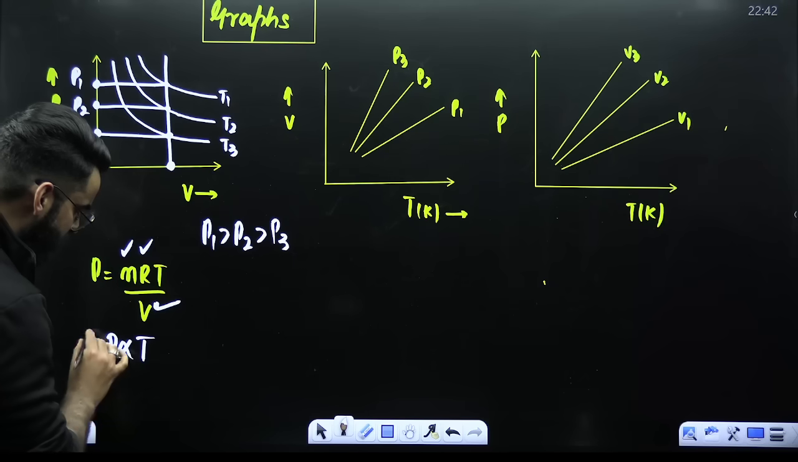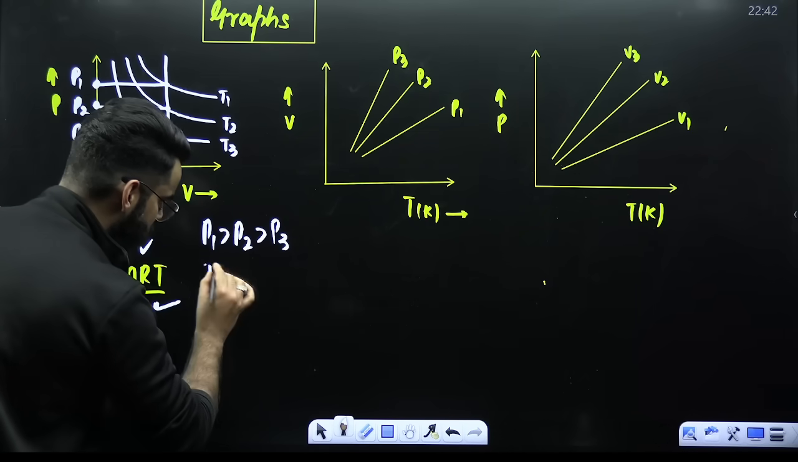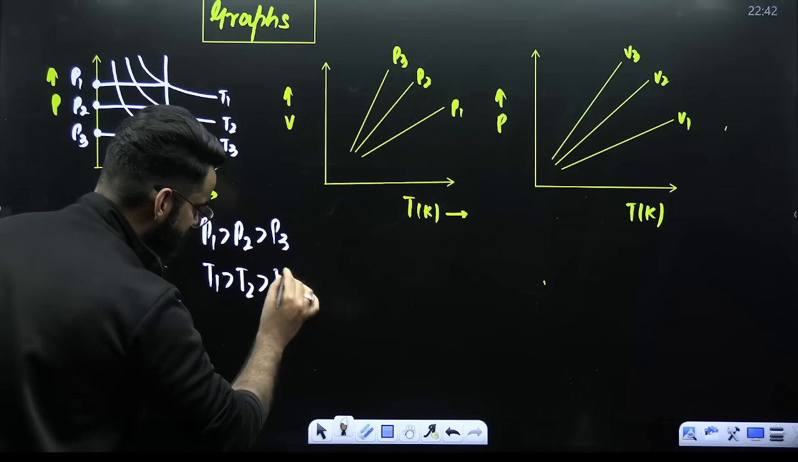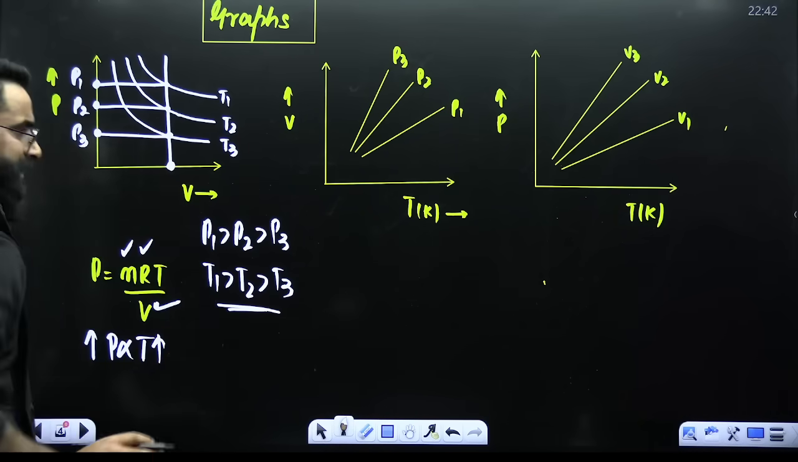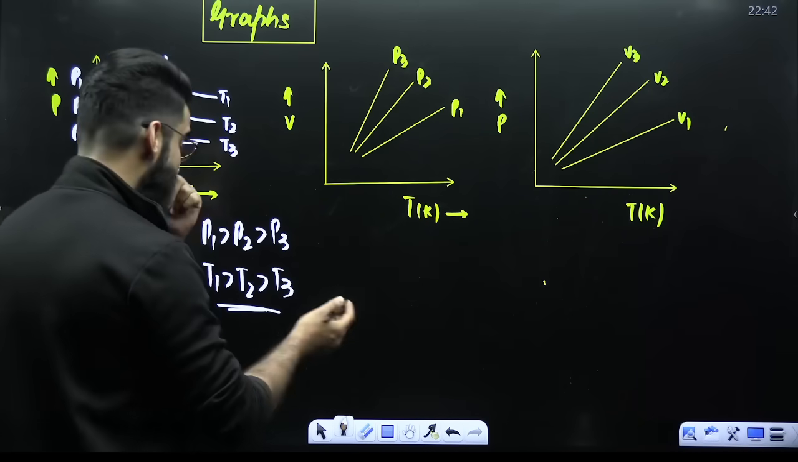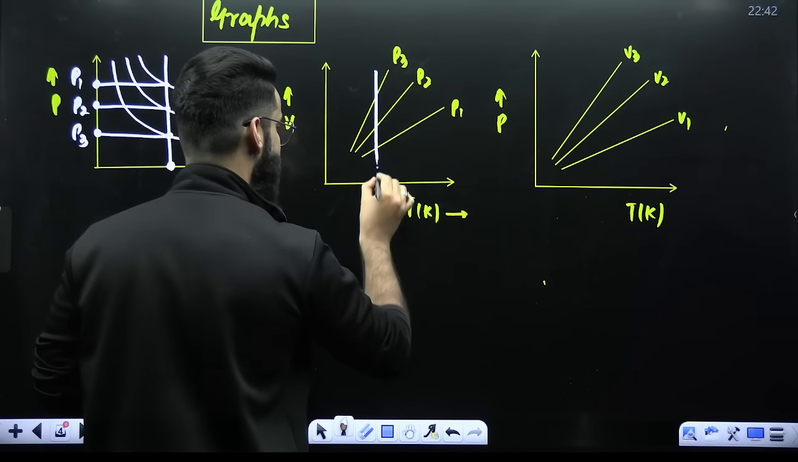And we know more the pressure, more the temperature. So more the pressure, more the temperature. So T1 has to be greater than T2, which has to be greater than T3, right? As simple as that. Similarly, if you need to solve this particular equation, again draw a straight line.